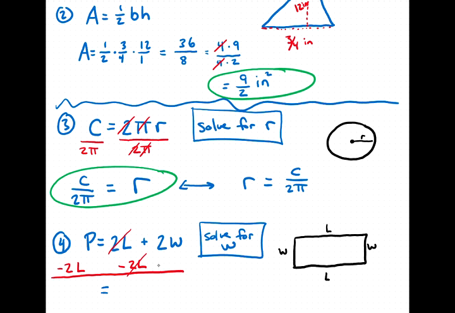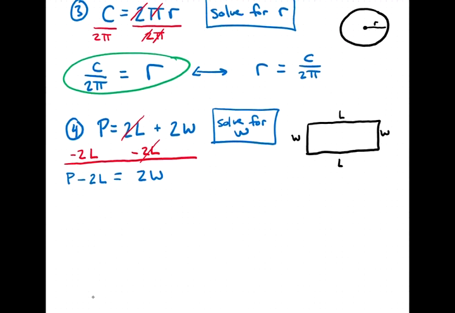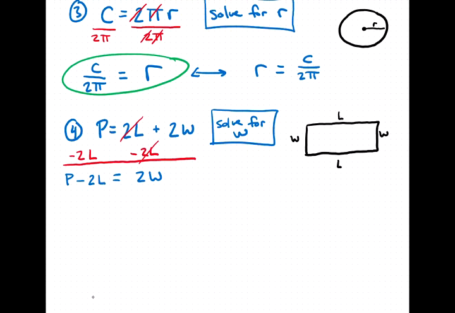Which means on the right-hand side, we're left with 2 times W. And on the left, well, these aren't like terms. This is a P, this is an L. They're 2 different variables, so we can't combine them. So we simply say P minus 2 times L. Okay, so that was the addition rule. And now, let's apply the multiplication rule.